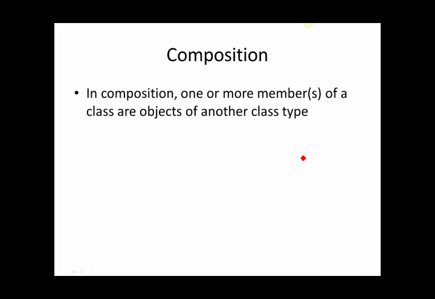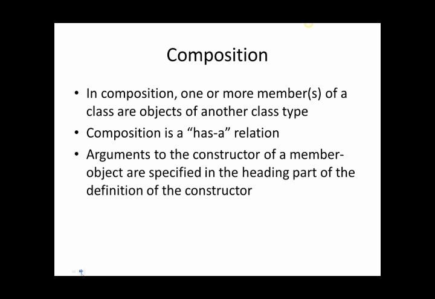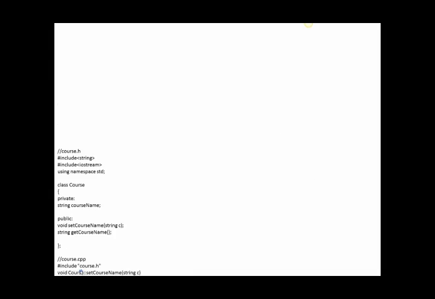So basically what's happening in a composition relationship is that one or more members of a class are objects of another class type. Composition is a has-a relation. Arguments to the constructor of a member object are specified in the heading part of the definition of the constructor. So let's take a look at an example.